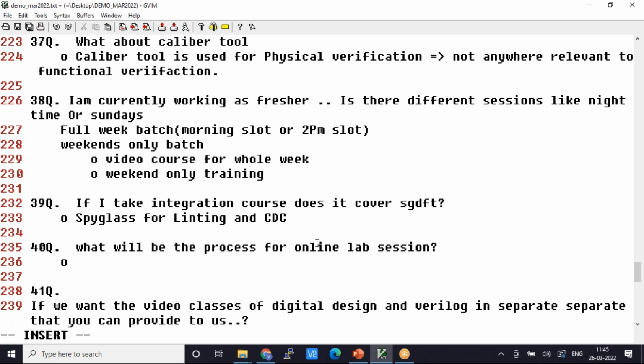Now regarding tool access, up to a certain point we will install the tools on your laptop itself. Some tools are student versions. Once it goes to the advanced level, SystemVerilog and UVM, we will give you server access where you can practice the tools from the server.